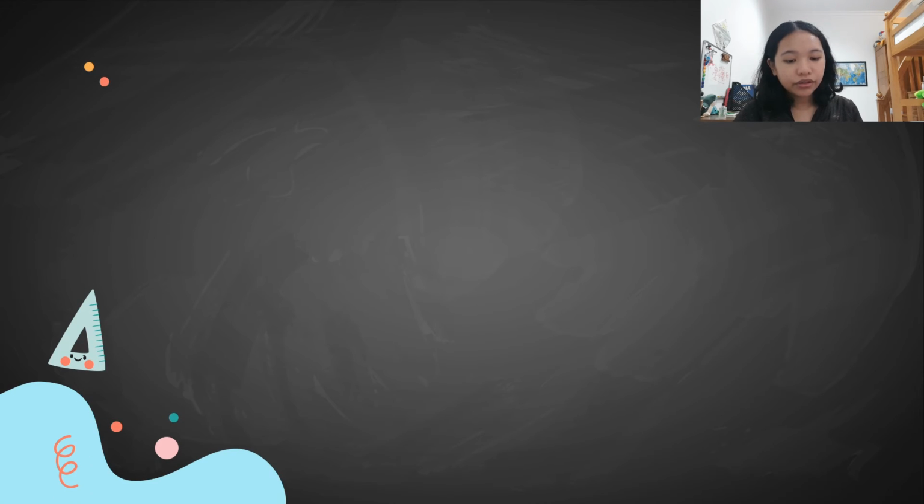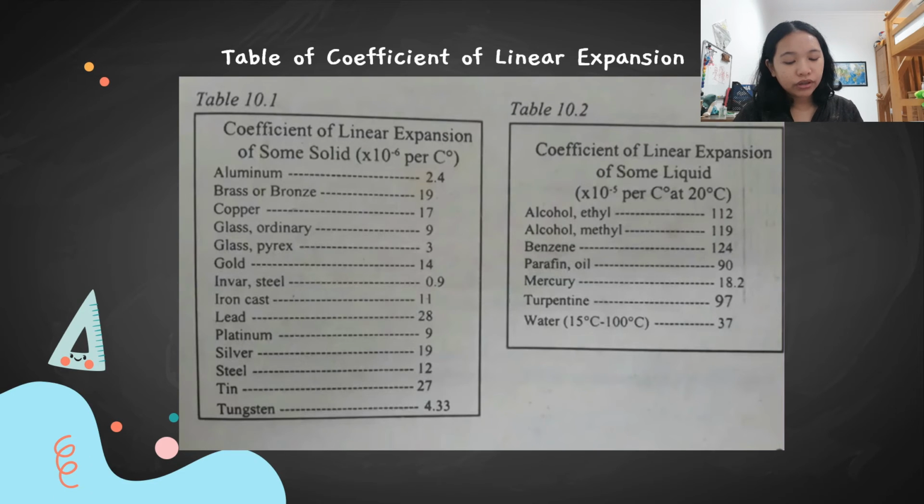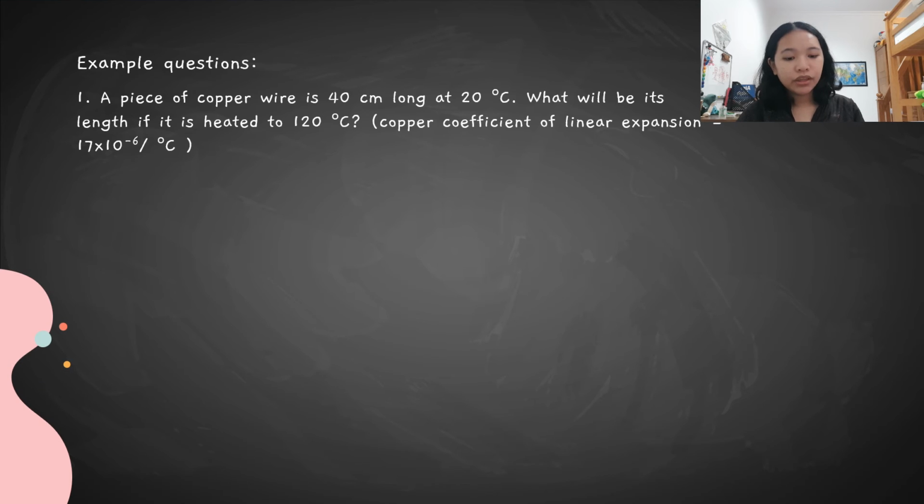Okay, we're gonna move on to a table of coefficient of linear expansion. This table is going to be given on your test. You don't have to memorize it. This is also the same case on the specific heat. You also don't have to memorize the table. It is normally given. So this is just an example of a table of coefficient of linear expansion. Okay, so let's get started on our example questions.